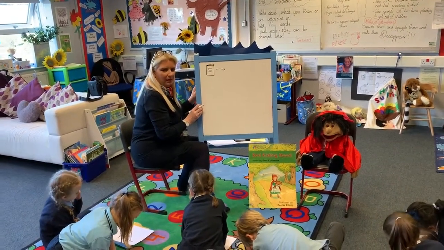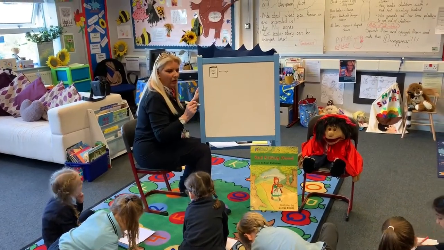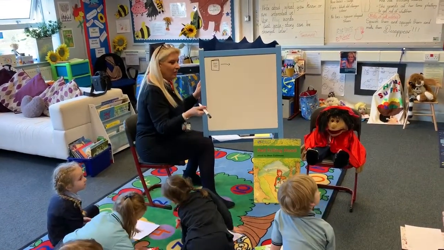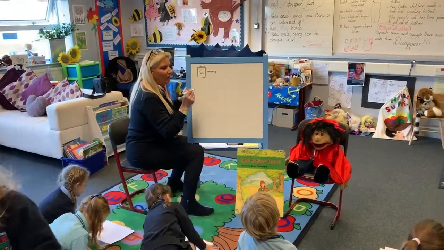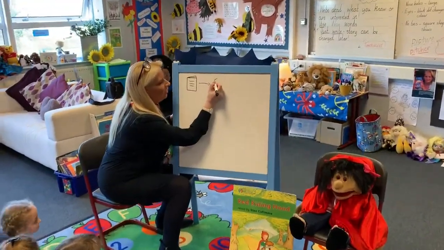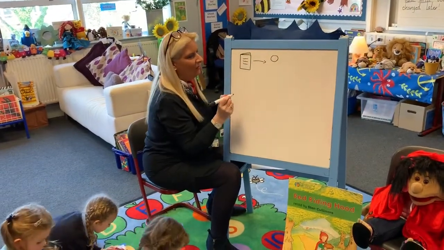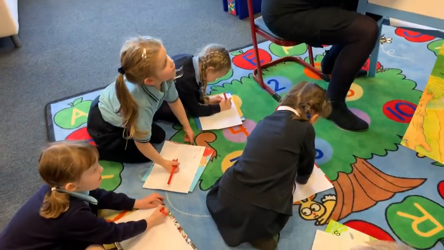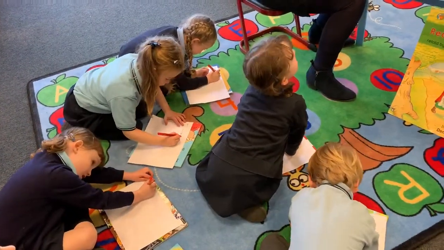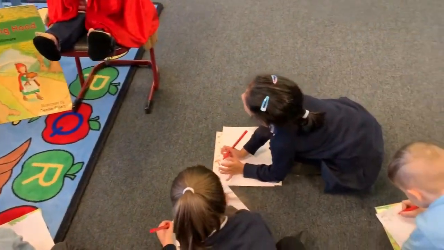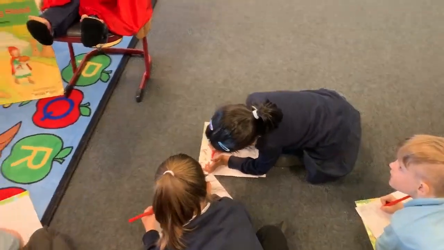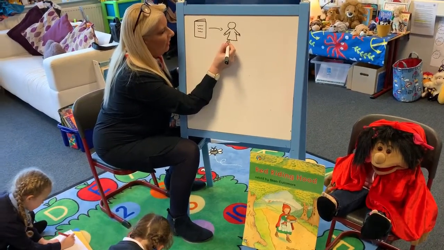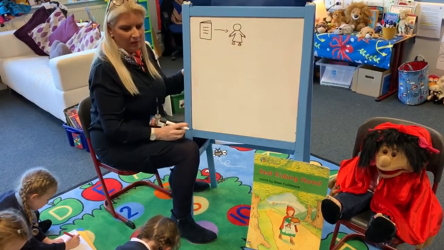Now, let's see who remembers. Who is the main character in this story? Good girl, Little Red Riding Hood. So we're not going to put too much detail in, we're just going to draw a tiny Little Red Riding Hood. So we'll do her head, one arm, two arm, a little dress. Can you do that? Yeah. And then one little hand, two little hand, one little leg, two little leg. See if you can do that.